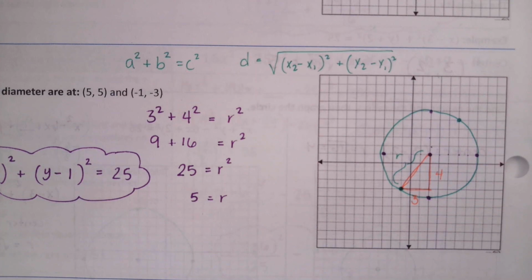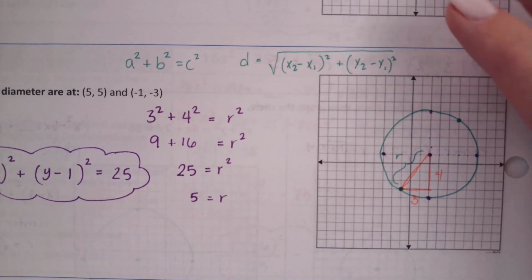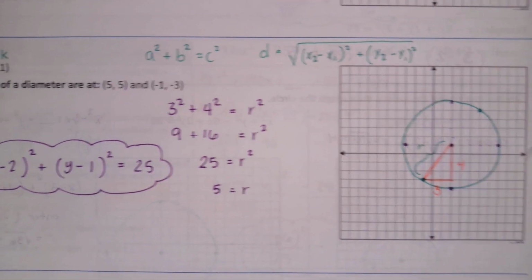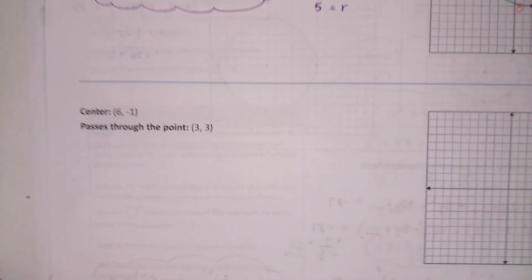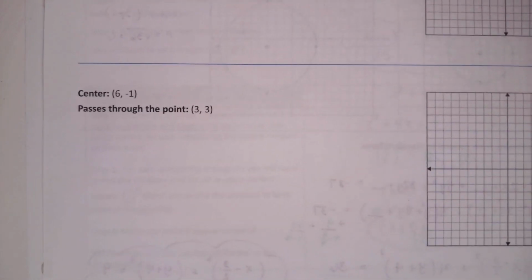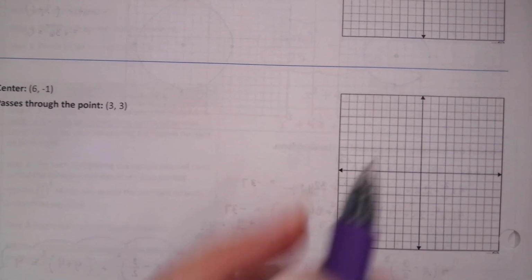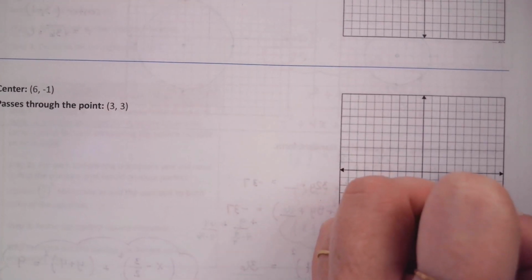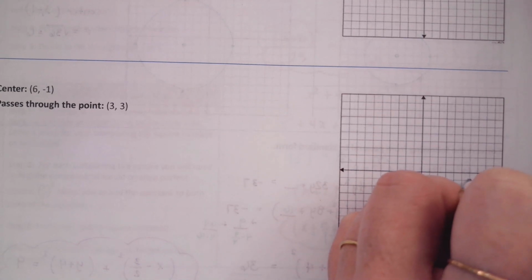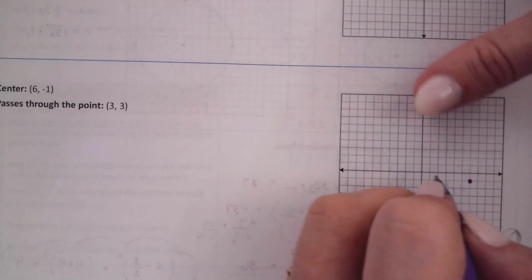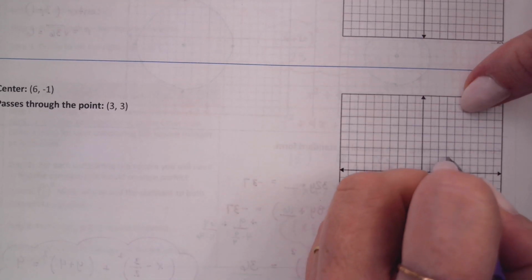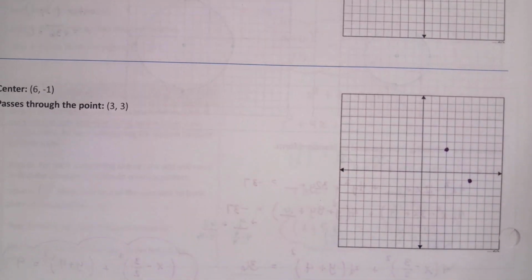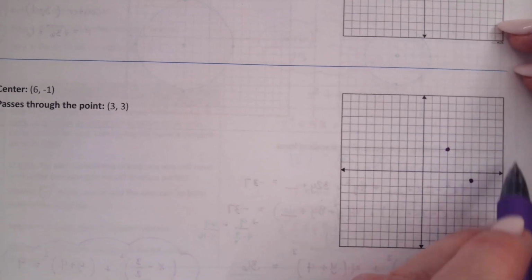I got one more. Okay, last one, very similar. We're given a center, and we're given a point that it passes through. Center is at 6, negative 1. And then we're also told that it passes through the point 3, 3. Okay, so this would be on the outside of the circle.